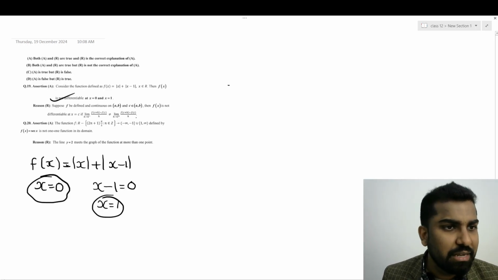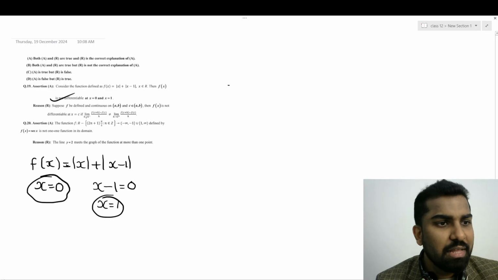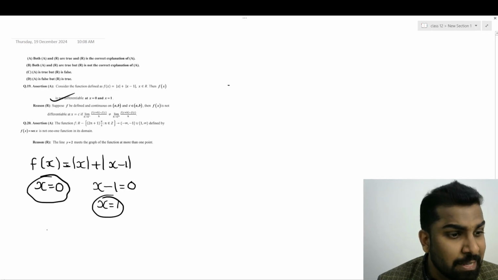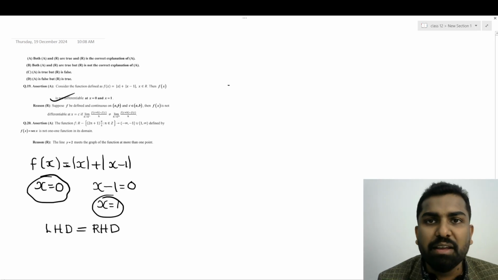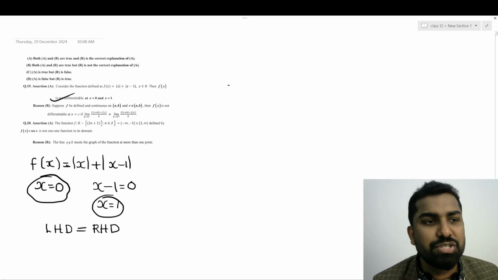That means the reason given is that f of x at x equal to c is not differentiable. The limit h tends to 0 minus of f of c plus h minus f of c divided by h is the left hand derivative. The function is differentiable only when the left hand derivative and right hand derivative are equal. This is the left hand derivative as per the first principle of derivative, and this is the right hand derivative. So the function is differentiable only when LHD and RHD are equal.